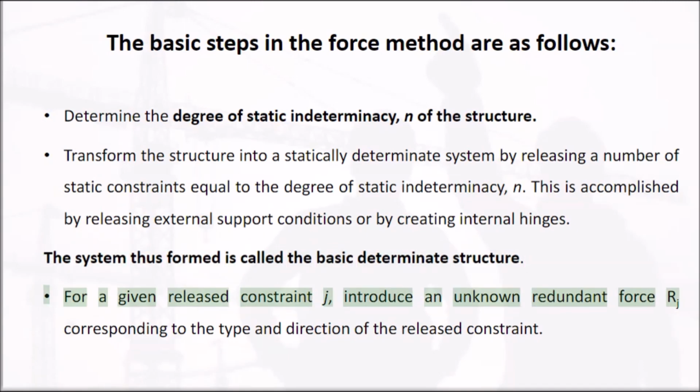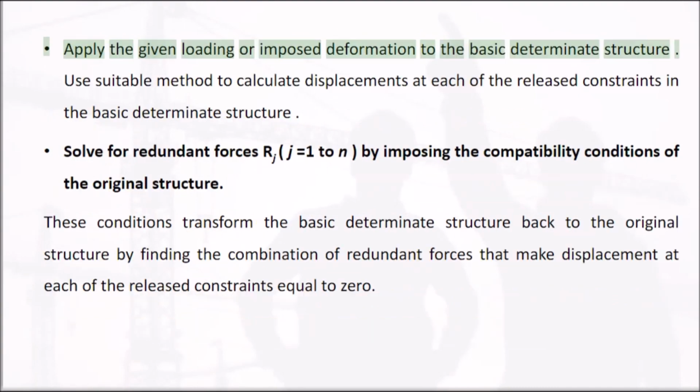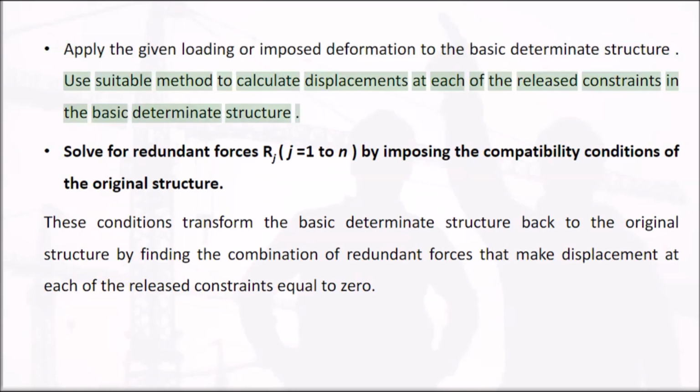For a given released constraint j, introduce an unknown redundant force R_j corresponding to the type and direction of the released constraint. Apply the given loading or imposed deformation to the basic determinate structure. Use a suitable method to calculate displacements at each of the released constraints in the basic determinate structure.